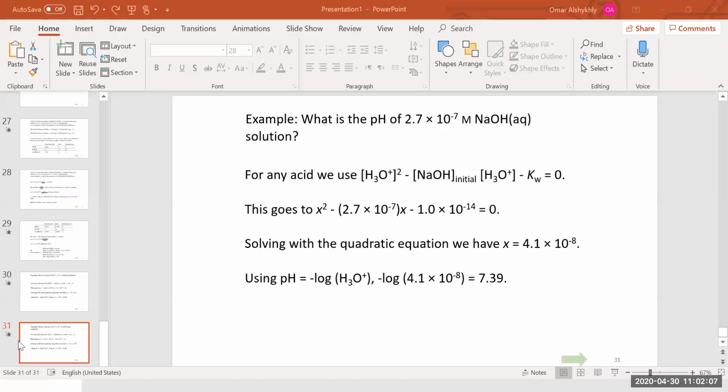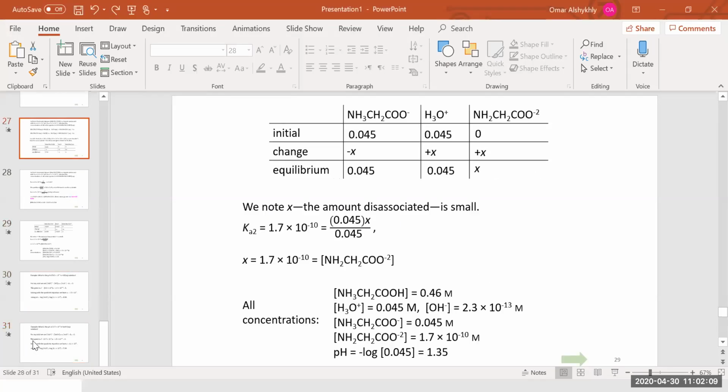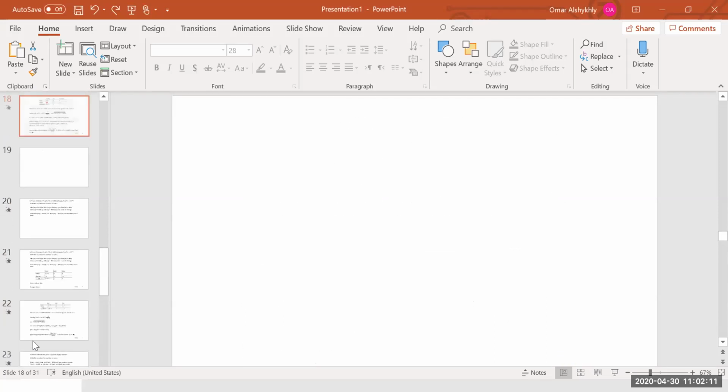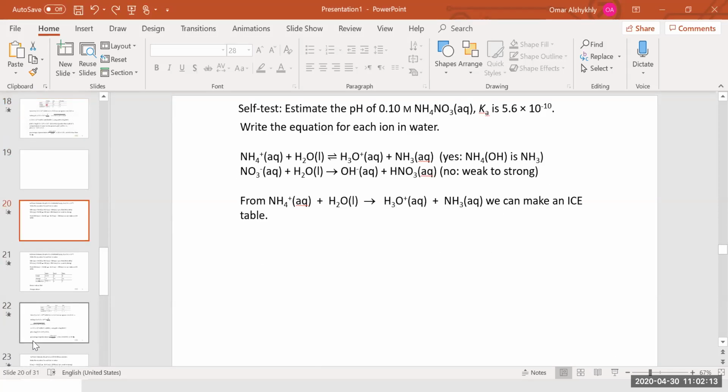Okay, so let's practice with this example. This example is about the pH calculation to find the pH of a salt or a polyprotic acid. Okay, now let's look at this example here.